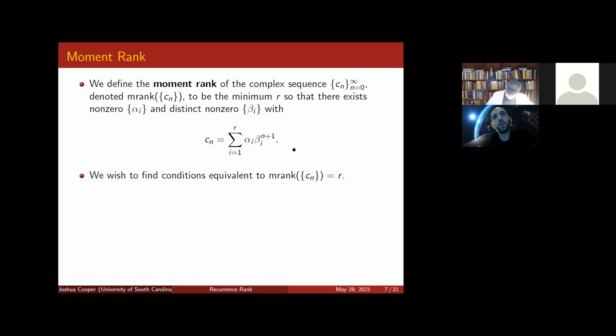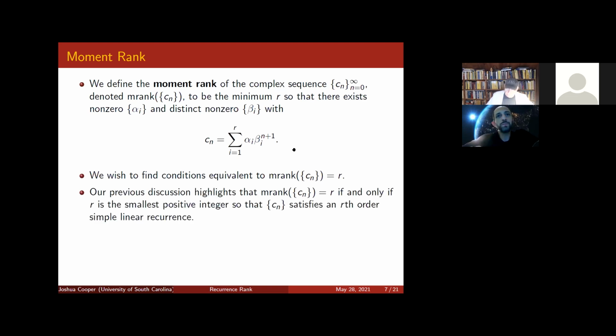And we're looking for conditions equivalent to the moment rank being equal to R. So previously, I pointed out that R is the smallest positive integer so that C sub n satisfies an rth order simple linear recurrence.